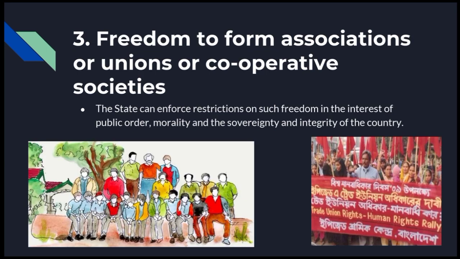The next is freedom to form associations or unions or cooperative societies. The state can enforce restriction on such freedom in the interest of public order, morality, and the integrity of the country. It is essential to democracy, or a corollary of the right to freedom of speech and expression.